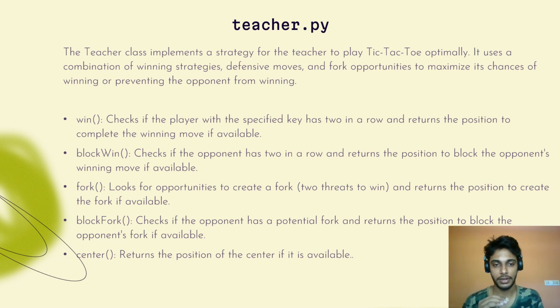Also there is the center function. This function checks if the center of the board is empty. If it is empty, then the function returns the coordinates of the center cell. Also, in addition to that, there is an init function. This is a constructor method for the Teacher class. It initializes the ability level of the teacher, which determines the probability of the teacher making an optimal move. The default value of this parameter is set to 0.9.